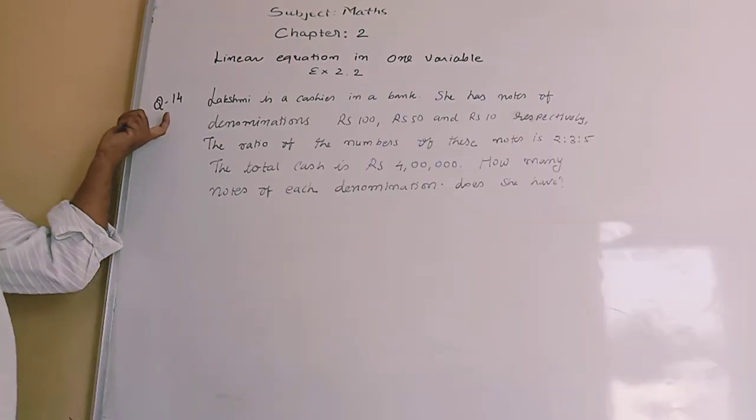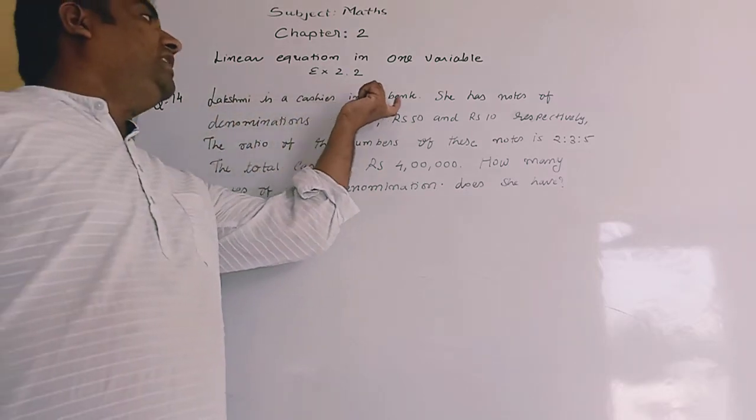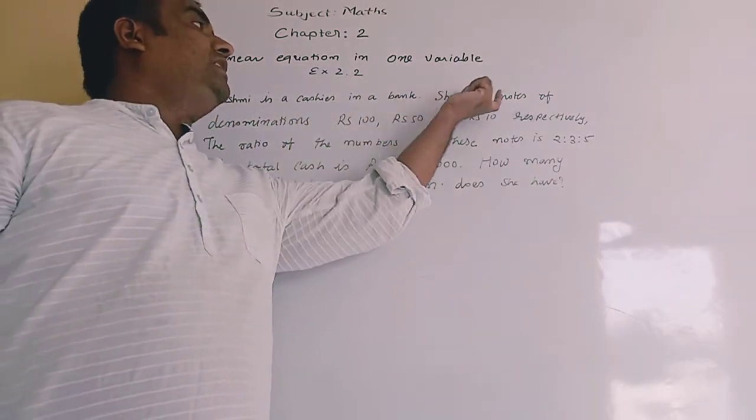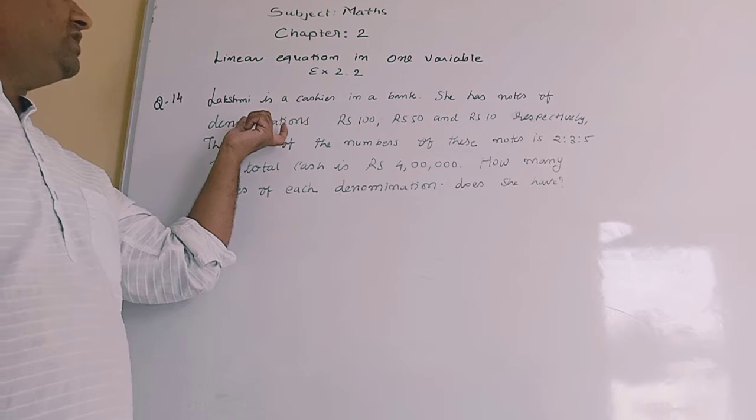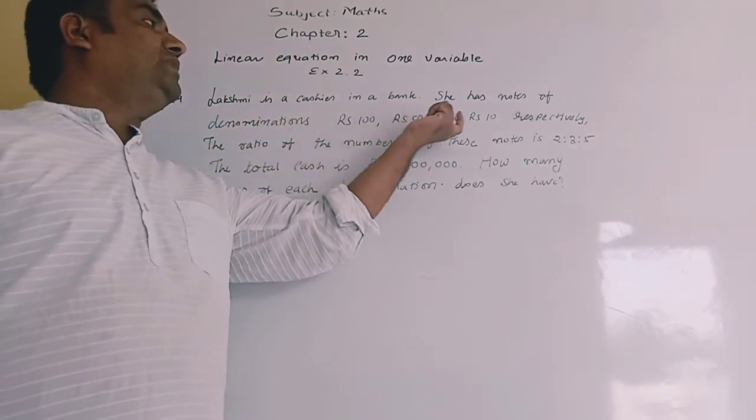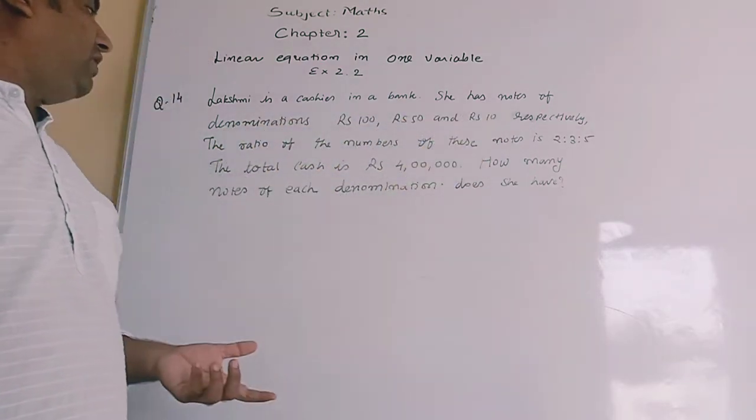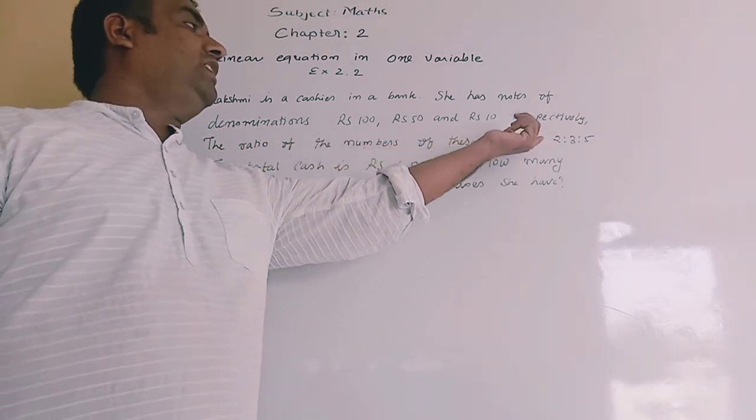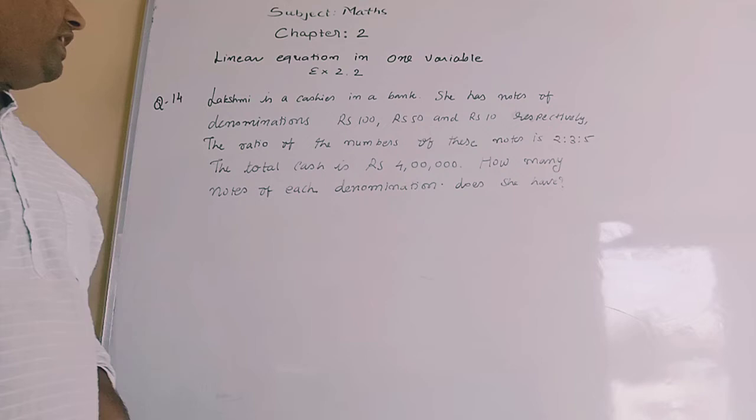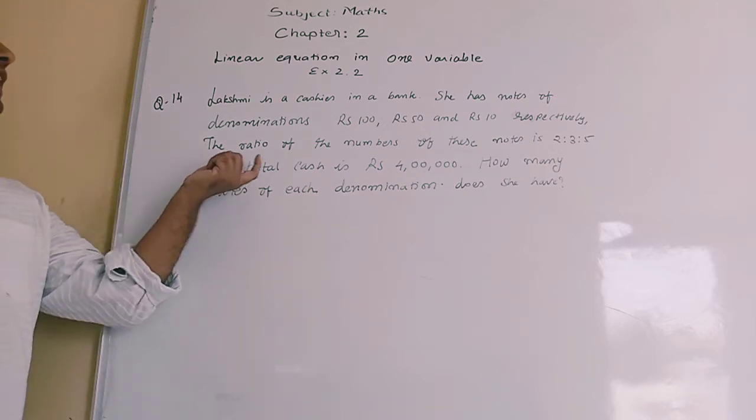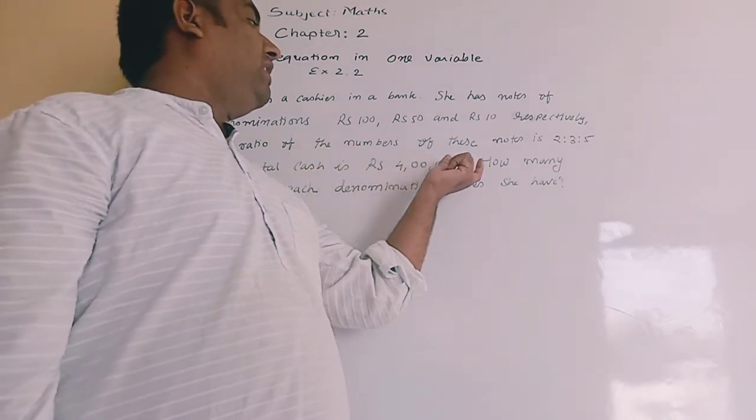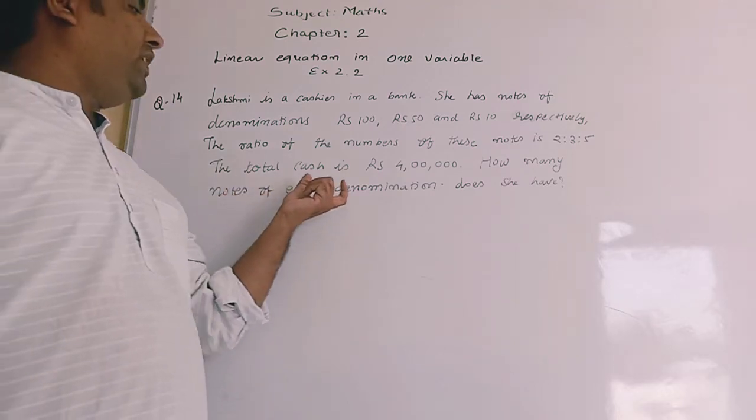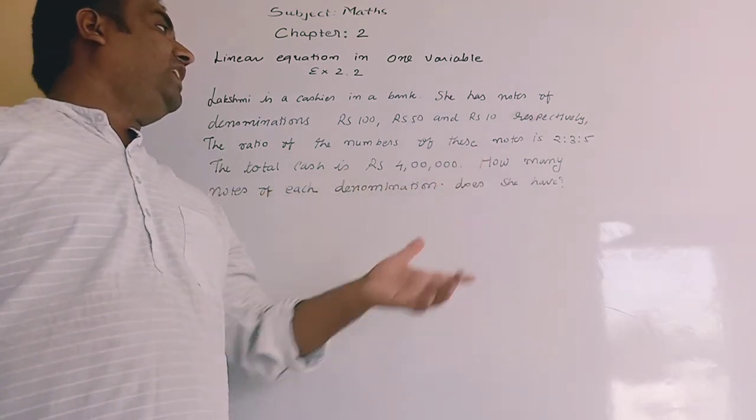We are given question 14. Lakshmi is a cashier in a bank. She has notes of denomination rupees 100, rupees 50 and rupees 10 respectively. The ratio of the numbers of these notes is 2:3:5. The total cash is rupees 4 lakh. How many notes of each denomination does she have?